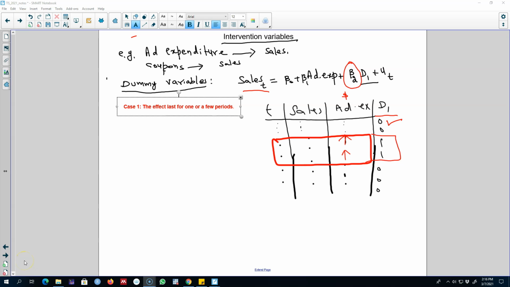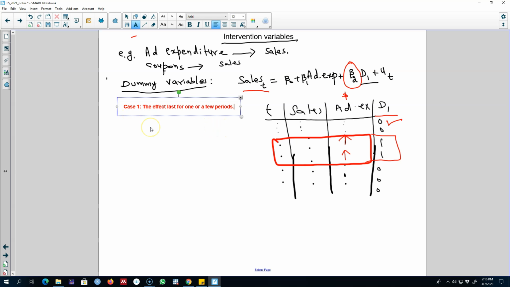In this series of lectures, I'm talking about intervention variables using the concept of dummy variables. In the previous video, I talked about including dummy variables during the periods when we intervene in the market by introducing a dummy variable equal to 1 during the intervention and 0 otherwise. Now there could be three cases that can occur, and we need to model those three cases differently.